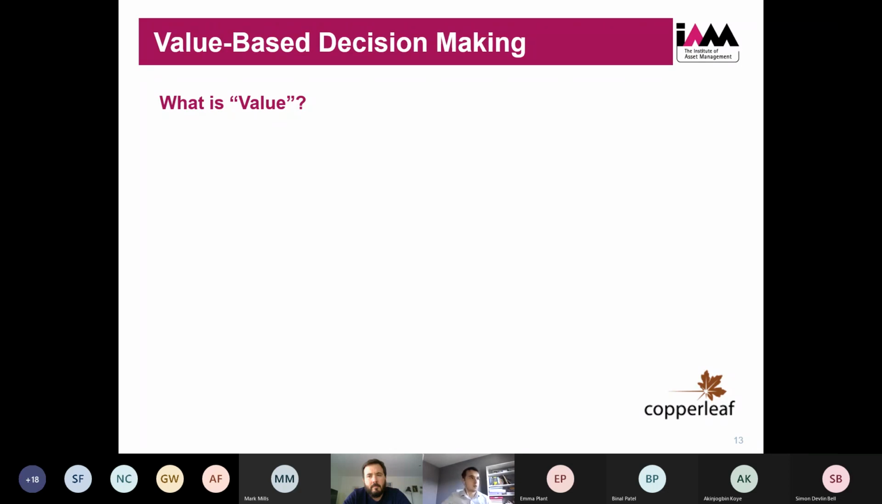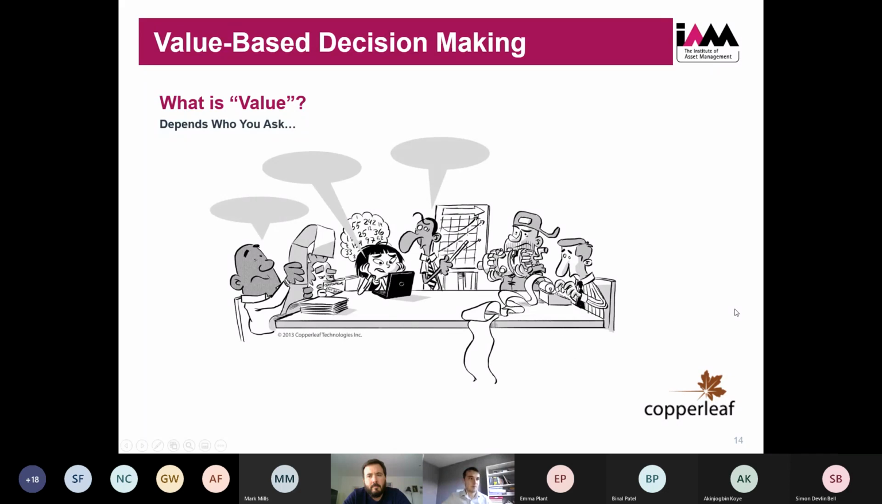But the question is, what is value? And in reality, what you'll tend to find is in a room such as this one here, full of executives, lawyers, finance managers, engineers, ecologists, customer representatives, you tend to get different answers, as you can see on the screen here.